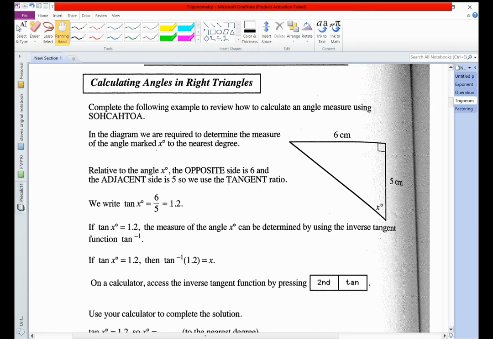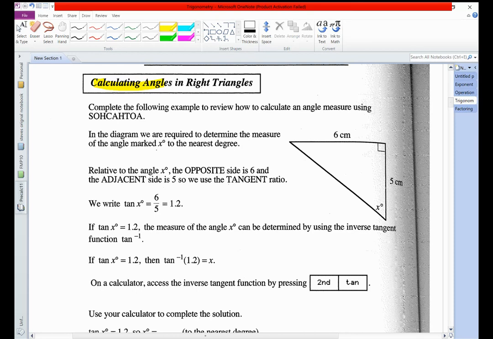So now we're going to use these ratios to start calculating values. This is the reason that we use these, is so that we can calculate some values. So in this case, we're going to look at calculating angles. So using SOHCAHTOA, we can calculate angles and we can calculate side lengths. And there's a little bit of a different process for each of them.